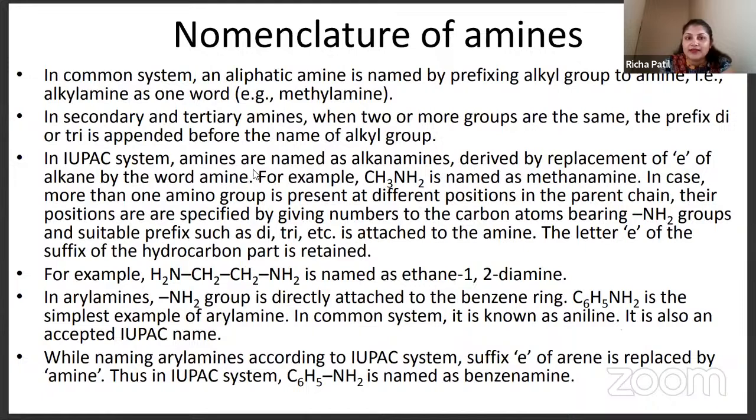But we make use of the IUPAC system. In the IUPAC system, amines are named as alkanamines. It is derived by replacement of the e of alkane by amine. So for example, CH3NH2 is named as what? It is named as methanamine.